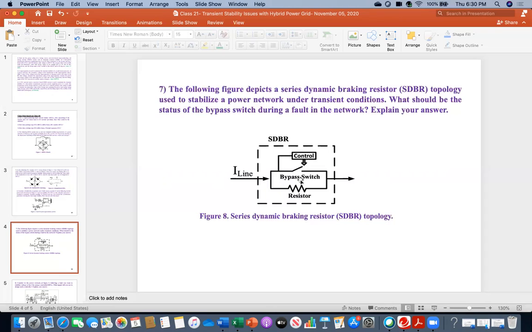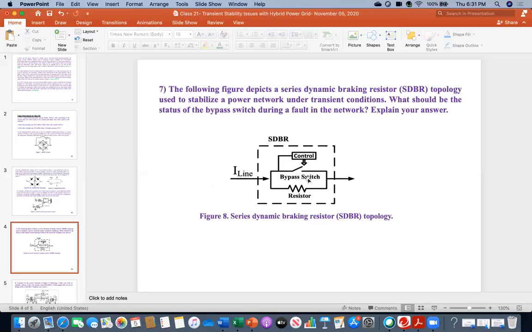So should it be closed or open under fault condition? Should be open. Right, yes. Because during normal condition it should be closed, because it is the SDVR. This is the line current. AC current is coming, and if you keep it open during normal condition, when there is no fault, then current will flow through this path. So there will always be resistive loss, which you don't want. That's why during normal condition the switch will be closed, and this will be the path for current flow.